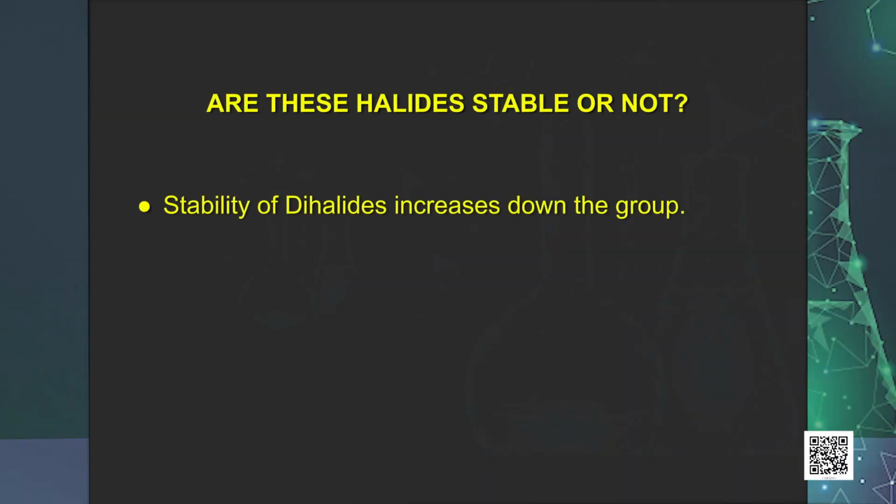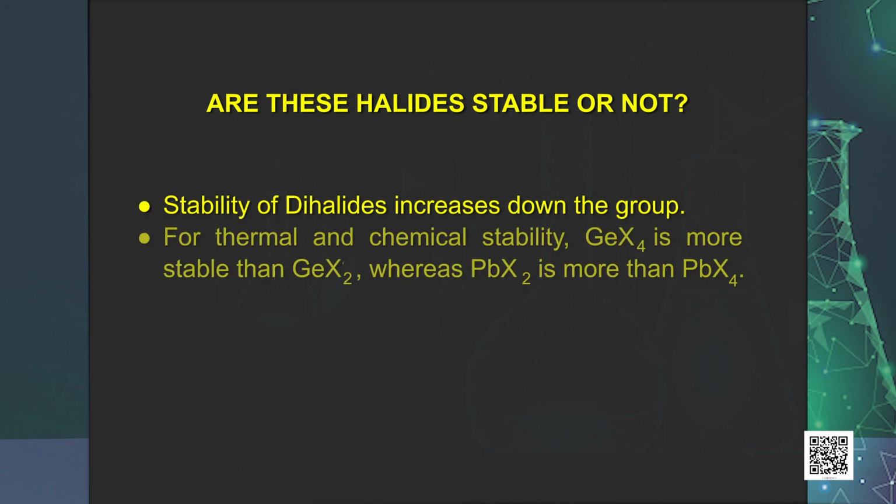You must be wondering that even these halides are stable or not? Well, stability of dihalides increases down the group. Considering the thermal and chemical stability, GeX4 is more stable than GeX2, whereas PbX2 is more than PbX4. Except for tetrachlorocarbon, other tetrachlorides are easily hydrolyzed by water because the central atom can accommodate the lone pair of electrons from oxygen atom of water molecule in d orbital.